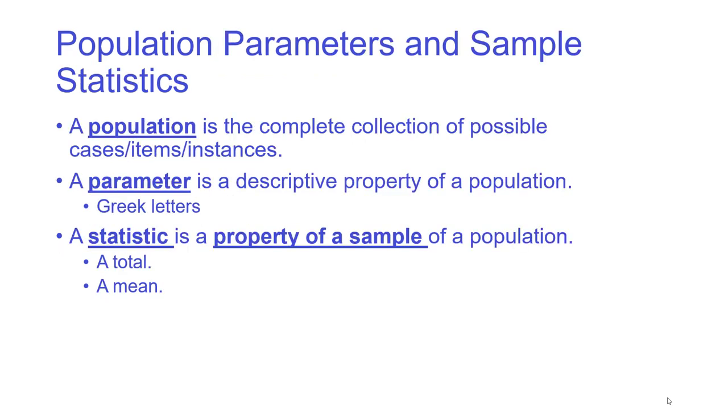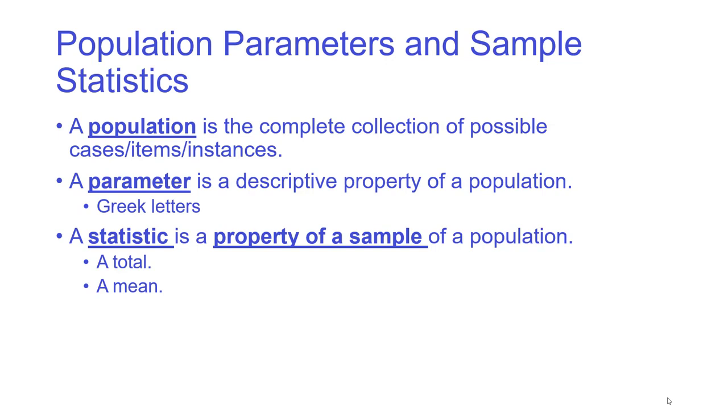So, population, the complete collection of possible items, instances, participants, everything that could ever be done. So a parameter describes the property of a population, and these are represented by Greek letters. So for example, the mean of a population is represented by the Greek for m, which is mu. The standard deviation of a population is represented by the Greek letter s, which is sigma.